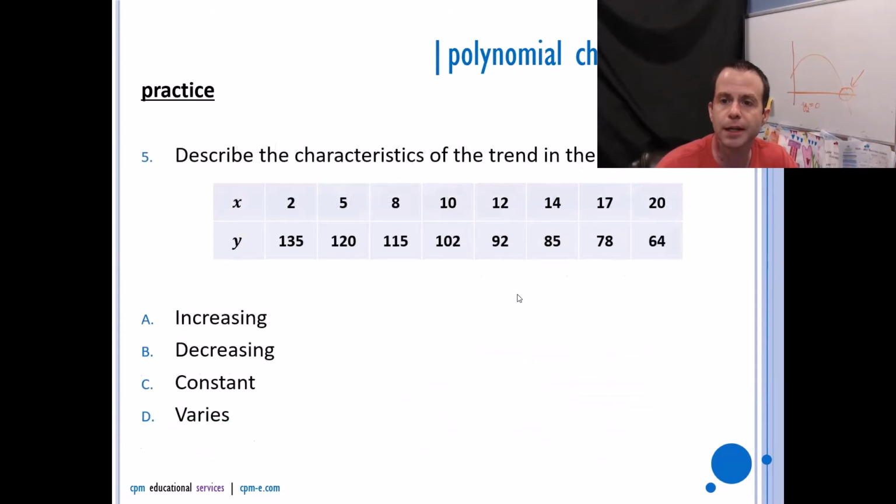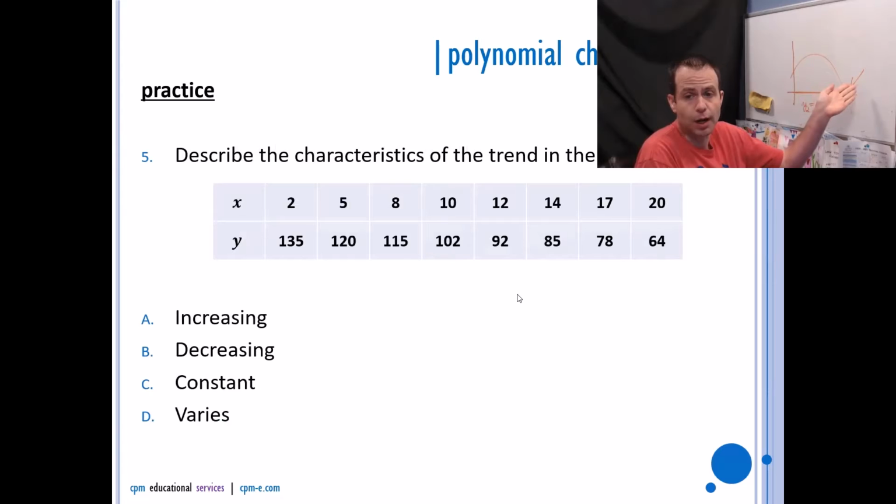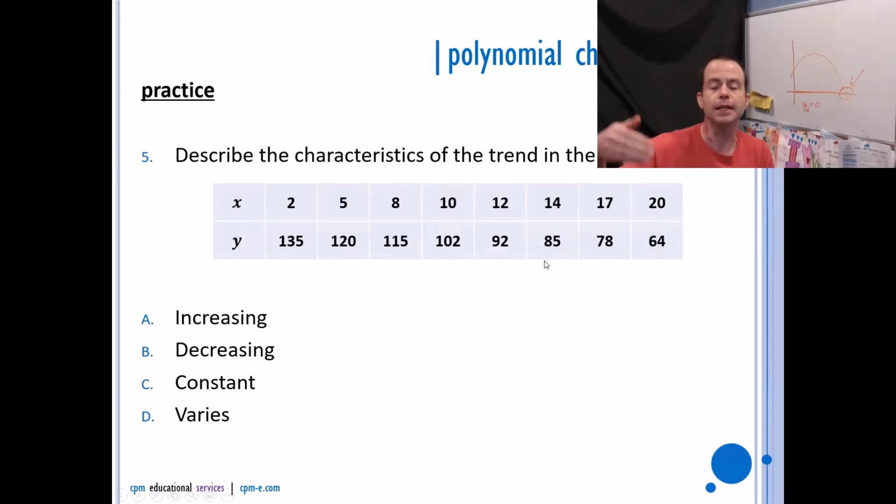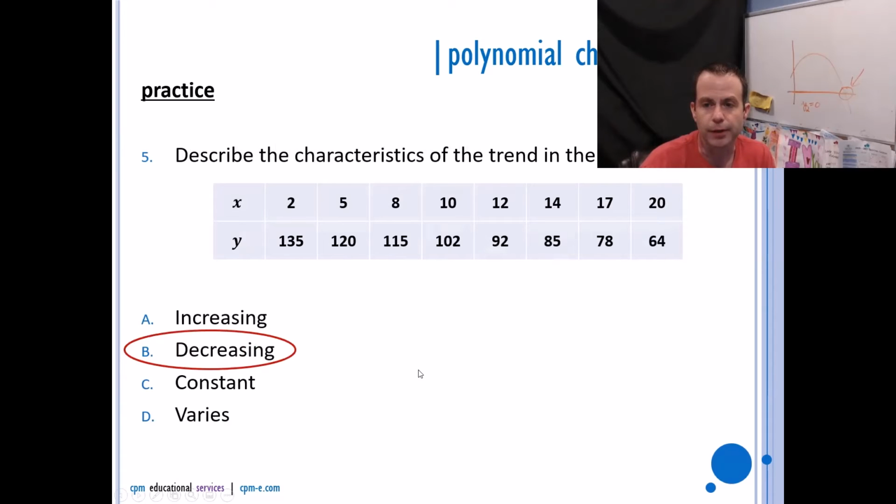All right, describe the characteristics of the trend in the data. Now, when we're looking for the trend, we actually don't follow X at all because X just always goes up. We're always reading a graph from left to right. So if we're reading a graph from left to right, you're always going to see X just go up, right? Because that's what happens as I go along the x-axis. So when we're trying to describe the trend in data, we're actually looking for the Y values. So take a look at the y values. I'm going from 135 to 120 to 115 to 102 to 92 to 85 to 78. That just keeps going down and down and down and down. So it's decreasing. Okay, that's all we're looking for there.